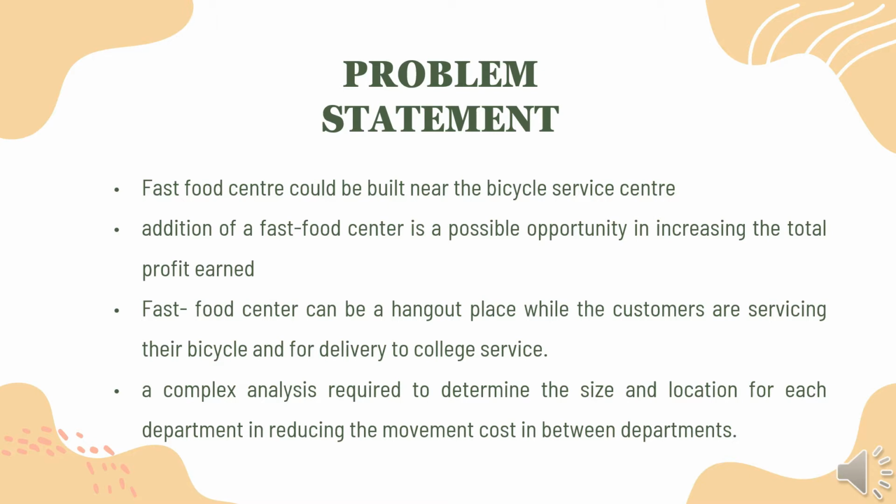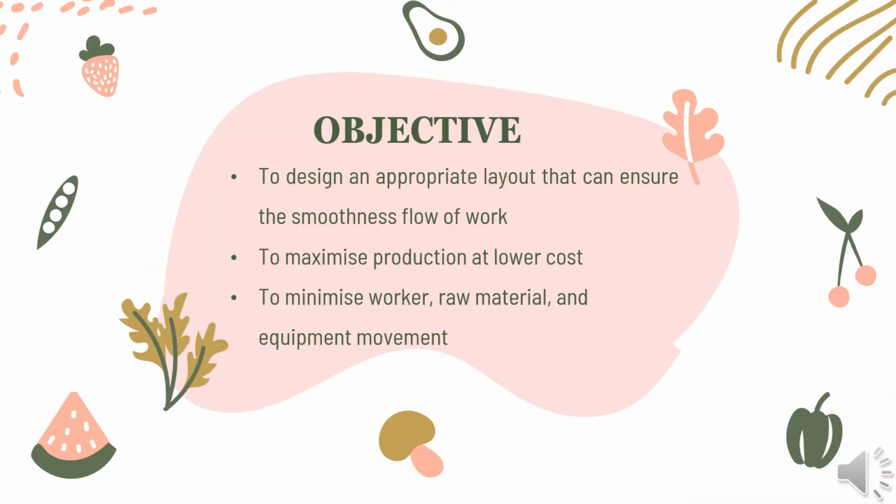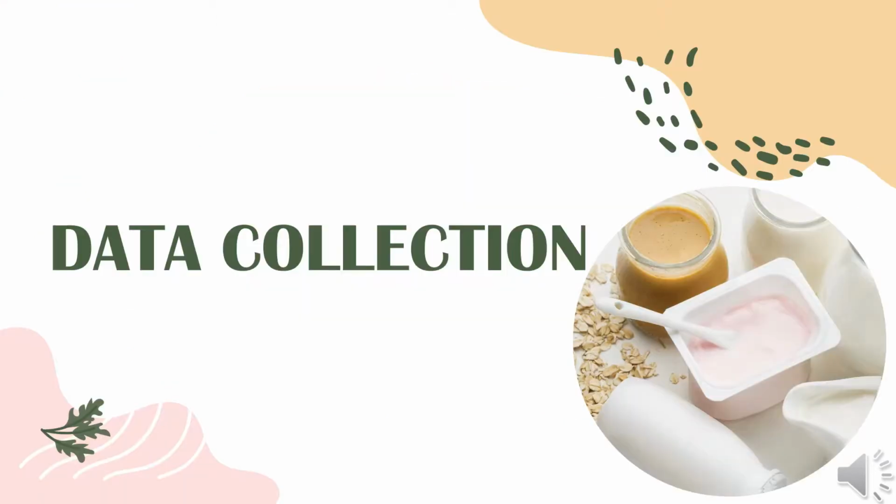in reducing the movement cost between departments. For Project 2, we have three main objectives: to design an appropriate layout that can ensure the smooth flow of work, to minimize production at lower cost, and the third one is to minimize worker, raw material and equipment movement. And how are we doing data collection for this project?